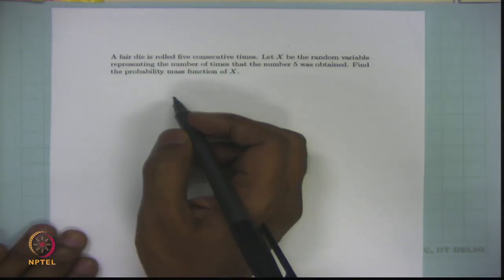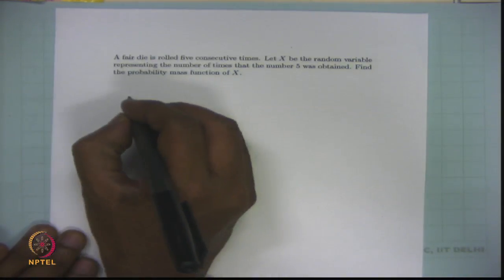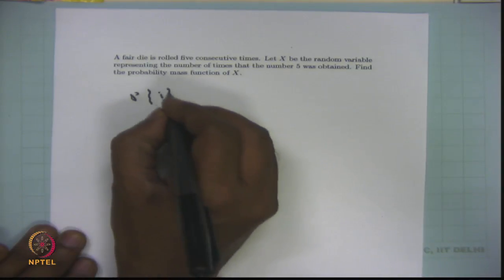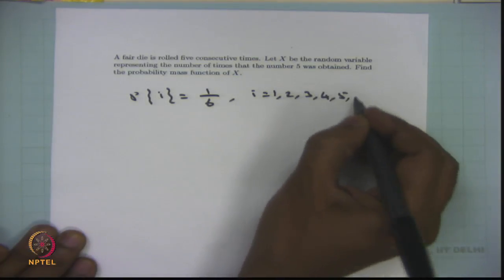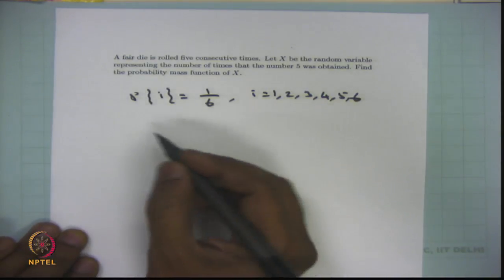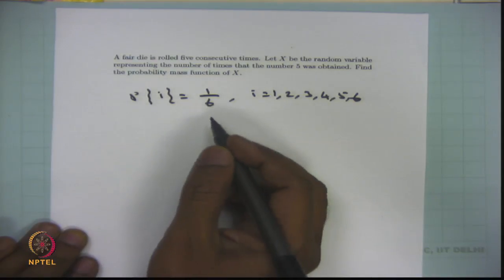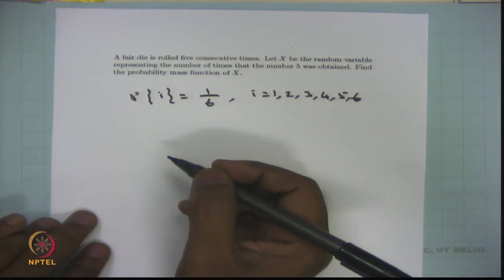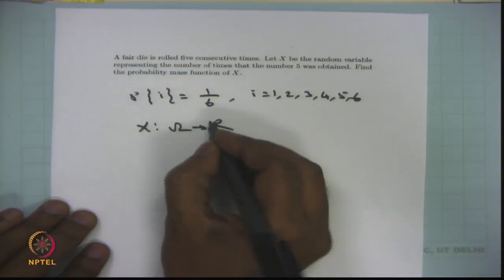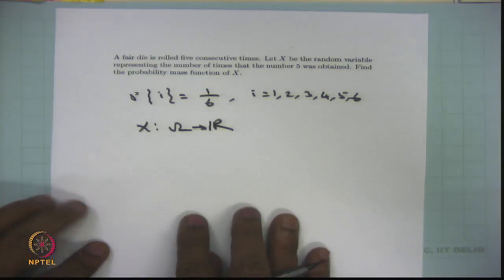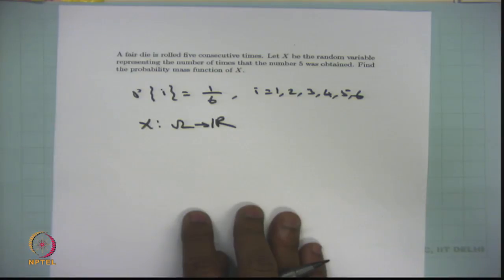So, a fair die is rolled 5 consecutive times, and the probability of each possible outcome is 1 by 6 when i takes a value 1, 2, 3, 4, 5 and 6. This is the collection of all possible outcomes, and the probability is 1 by 6 because it is a fair die rolled consecutively 5 times. Now the random variable X is defined from omega to R, where omega is the collection of all possible outcomes of this random experiment, that is, a fair die rolled 5 consecutive times. Let X be the random variable representing the number of times the number 5 was obtained.